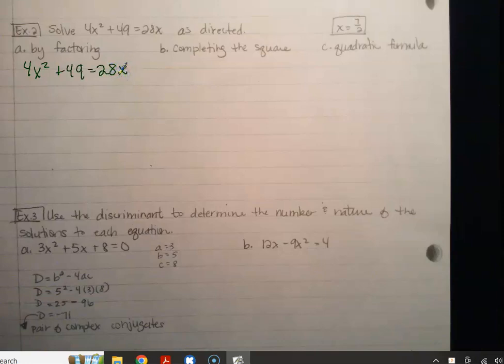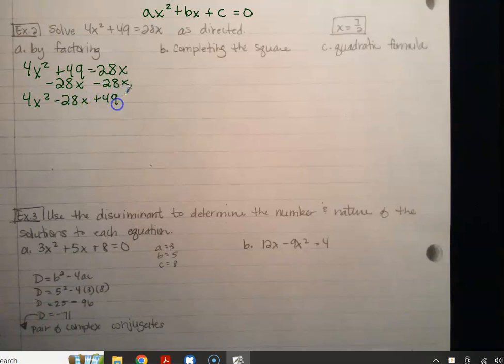All right, well, if we remember, standard form is ax squared plus bx plus c equals 0. We don't have that in this setup of this equation. So we need to subtract the 28x and move it to the other side. So then we have 4x squared minus 28x plus 49 equals 0. So now we're set.